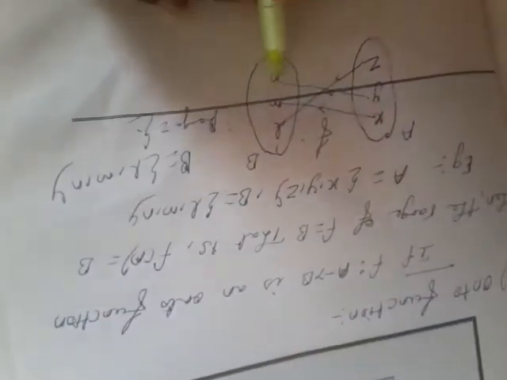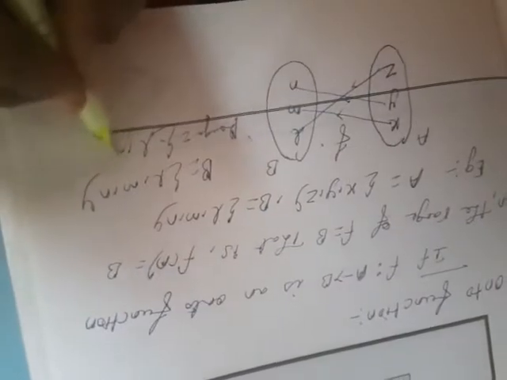So range is equal to the codomain. What are all connected? X connected to M, Y connected to N, Z connected to L. So everyone has a connection to the set A. So every element will come for the range. That is called the range. So codomain and range are equal. So now it is called the onto function.